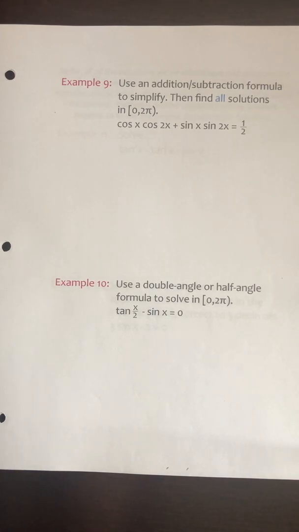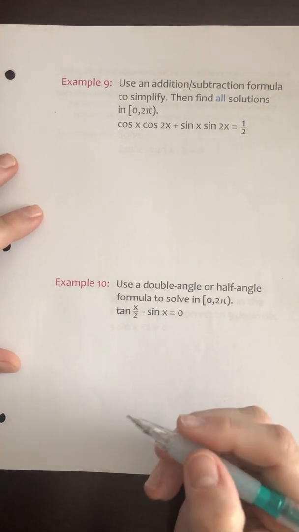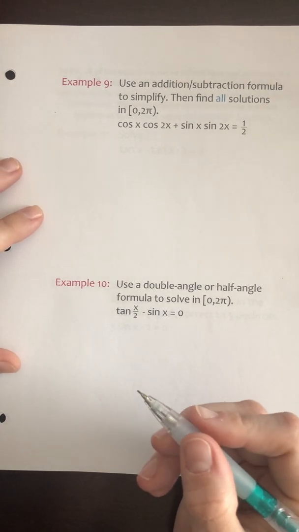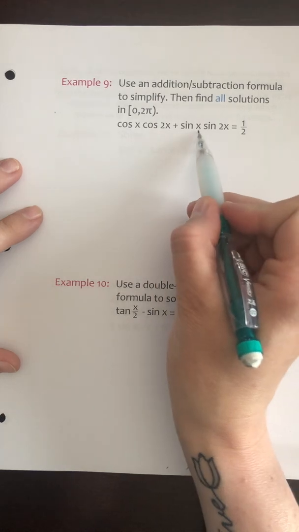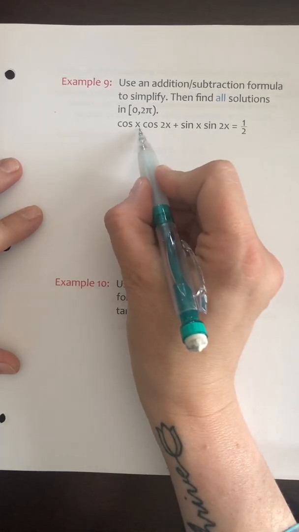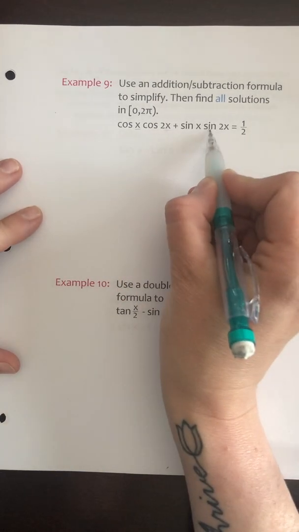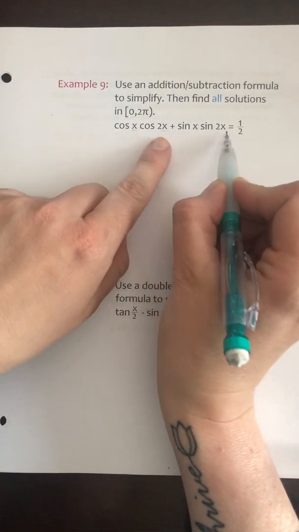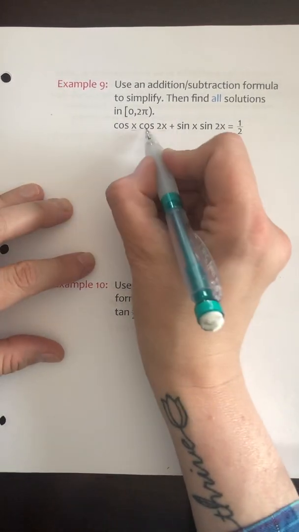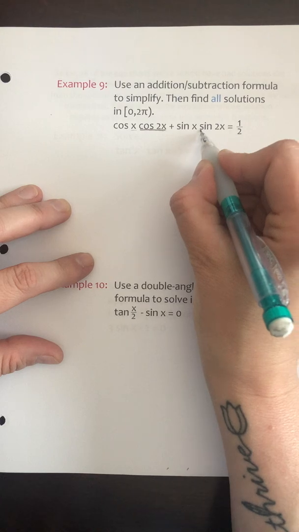Alrighty, hopefully you have tried example 9 and example 10. I'm going to go ahead and pick up there. So I've got cosine x and cosine 2x, sine x and sine of 2x. They don't have the same values right here. These two have 1x and these have 2x. So I'm going to use double angle formulas.